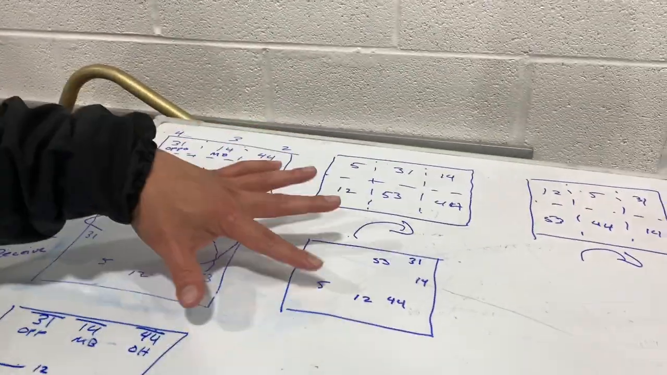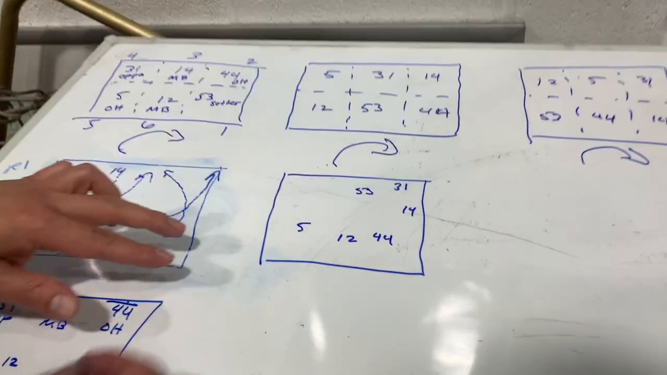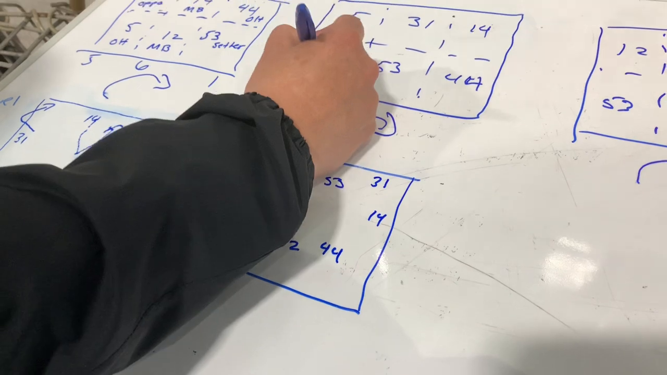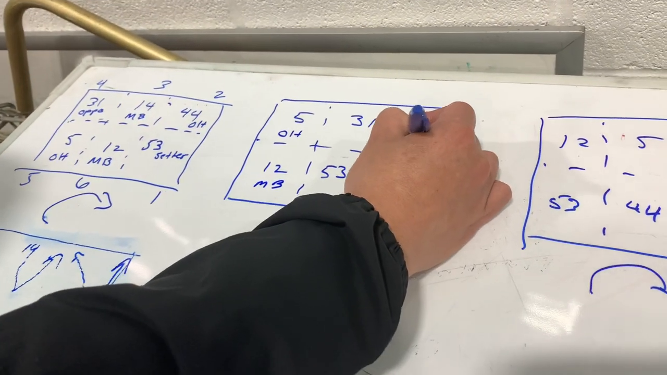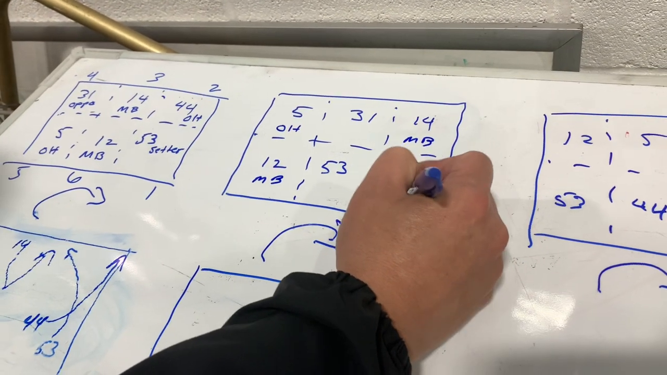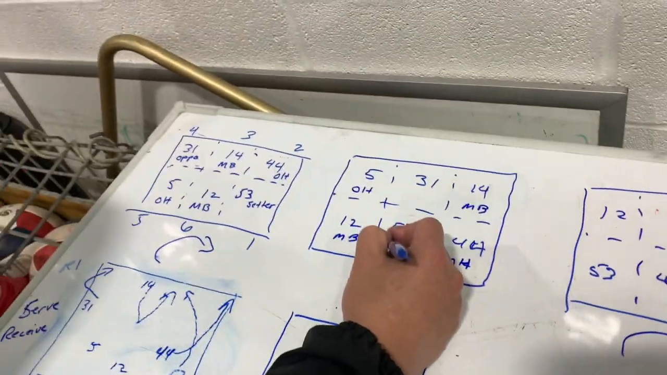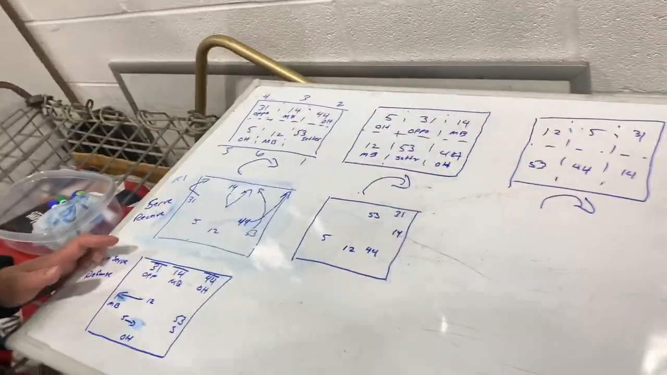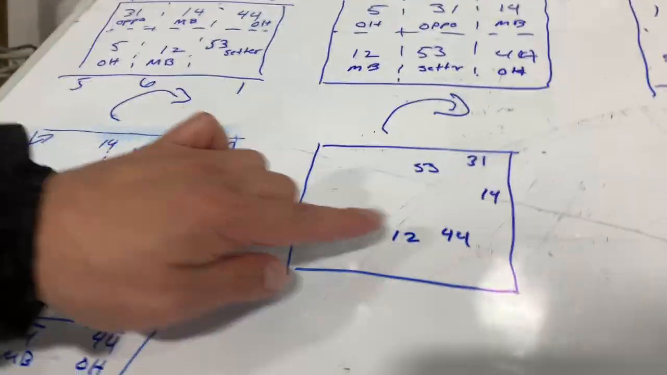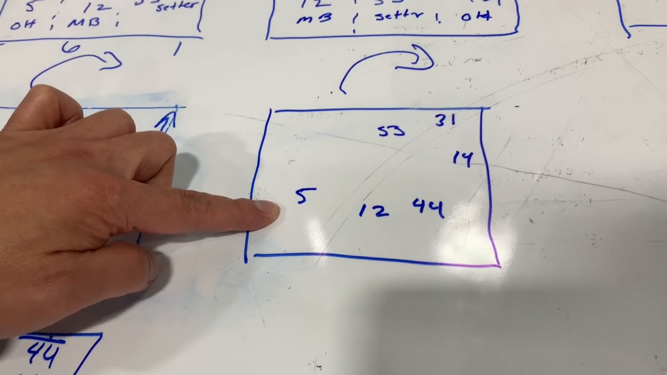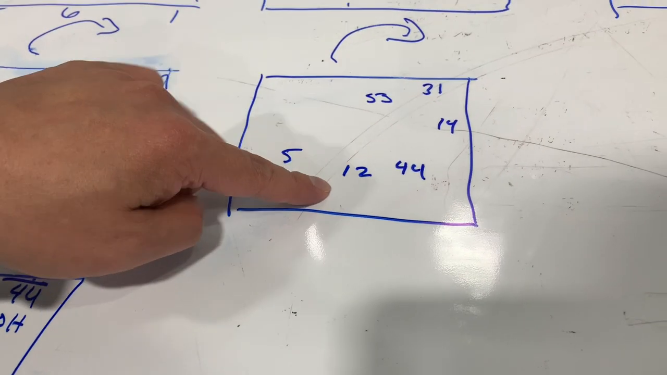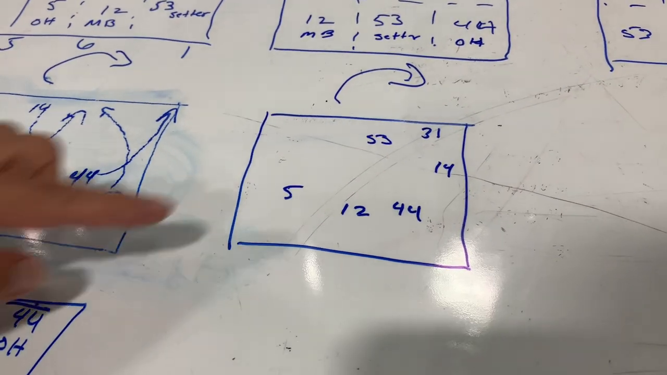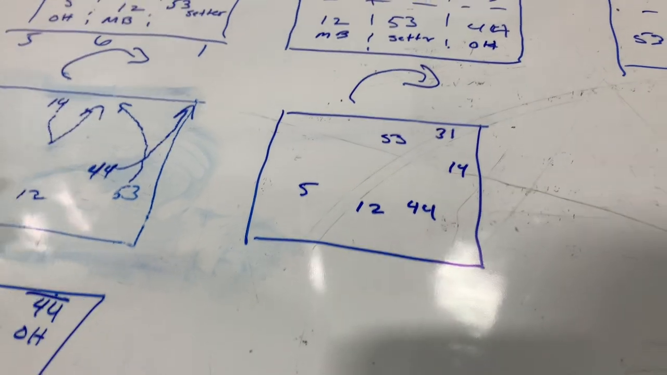But first, from receive, we want our OHs passing, so 44 and 5 are OH. And our middle back, our middle blocker, is the other passer in this case. Now we substitute in a libero. We'll talk about liberos in a minute. That's generally what we want.